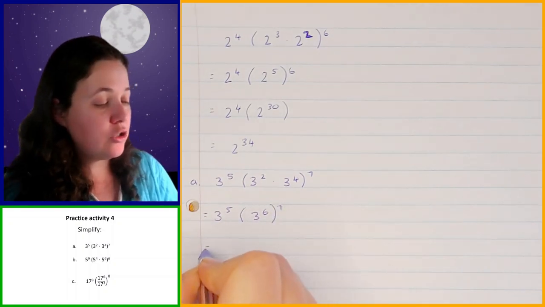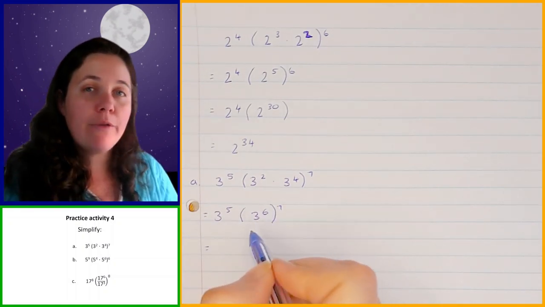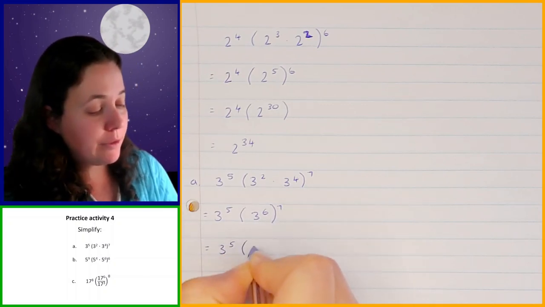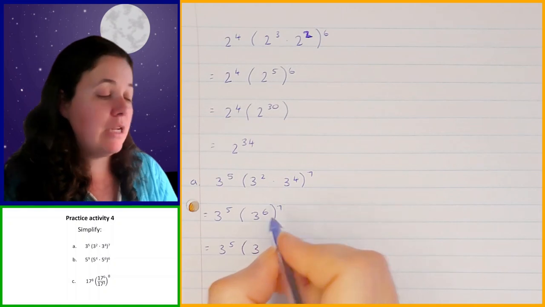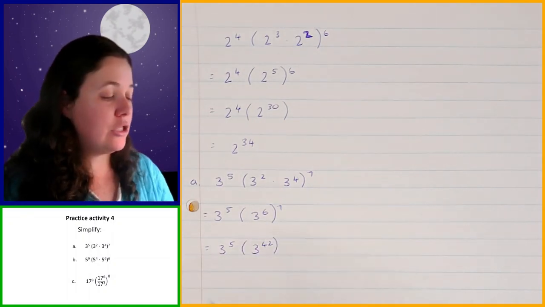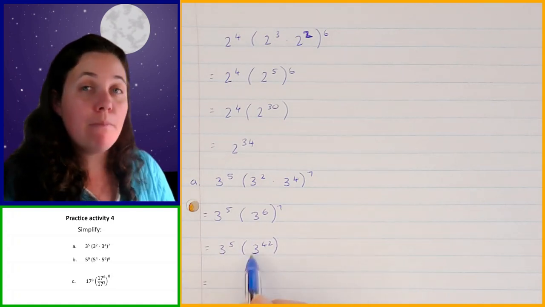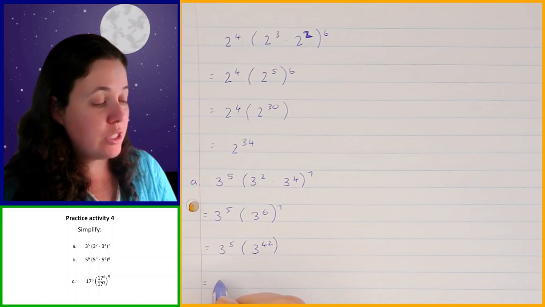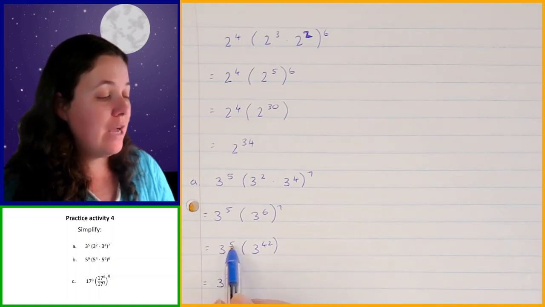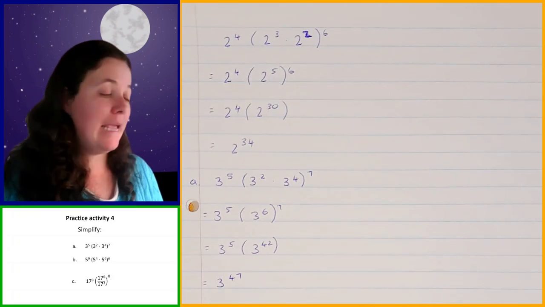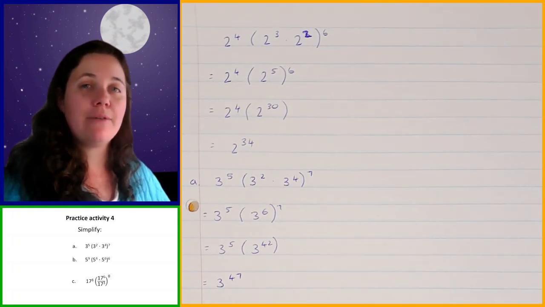The next thing we need to do is simplify this over here. We have 3 to the power of 6 to the power of 7 gives us 3 to the power of 5 multiplied by 3 to the power of 6 times 7 is 42. And then the final thing I'm going to do is simplify this by multiplying them together. Remember, when we multiply things with the same base, we add the exponents. We have 3 to the power of 5 plus 42 is 47. So for question A, you should have got 3 to the power of 47.